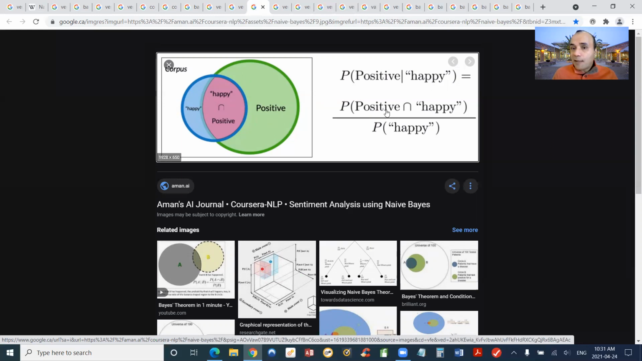So what does this one say? It says the probability of finding a person to be positive among the sample of being happy is equal to being positive and happy together, divided by happy. So it's going to be this one divided by the whole of this. Okay, makes sense? So this is actually conditional probability.